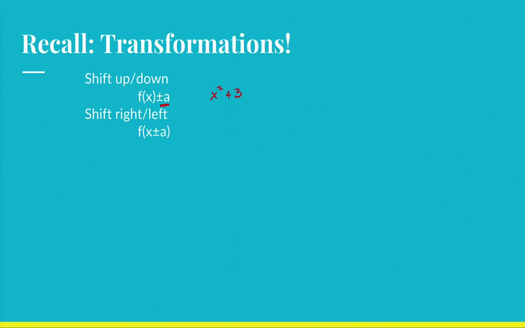To shift it right or left, we add or subtract inside the function. So x plus 3 squared is going to shift the function x squared to the left. So plus is left and minus is right. It's backwards. It's the opposite of how you think it should be.